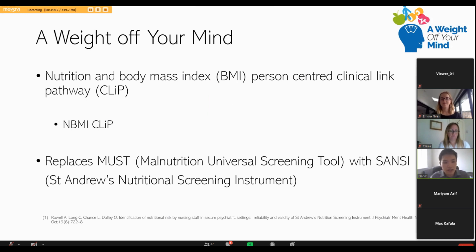It replaces something called the MUST, the Malnutrition Universal Screening Tool, with the SANSI, the St. Andrews Nutritional Screening Instrument. The reason for this is that the MUST only puts you into the serious concern category if you are starving or at risk of being underweight. But the SANSI covers underweight, overweight, and extremely obese. It also tracks weight changes, and so that's why it's much better. In the results of our staff survey, the SANSI was identified by the majority of staff members as being the most useful tool. So that's already a really good thing.